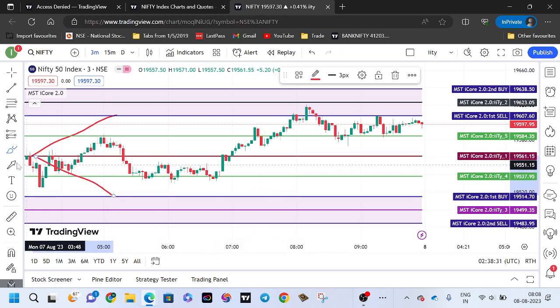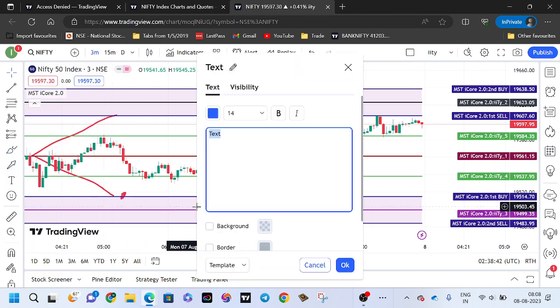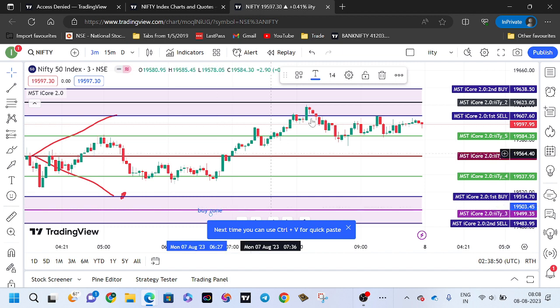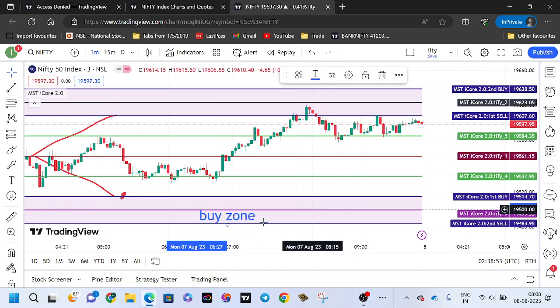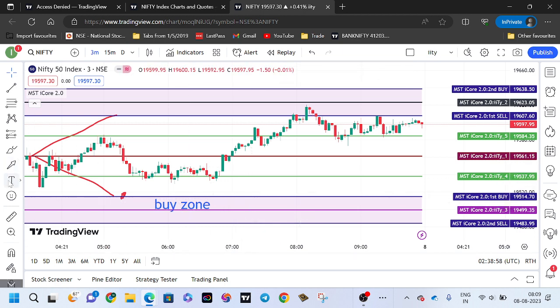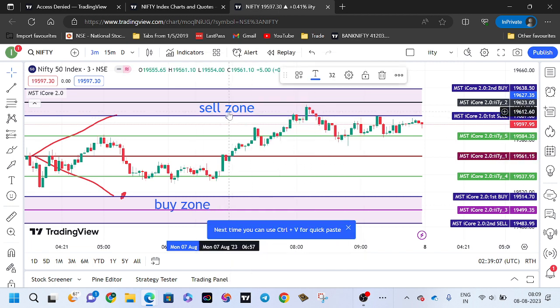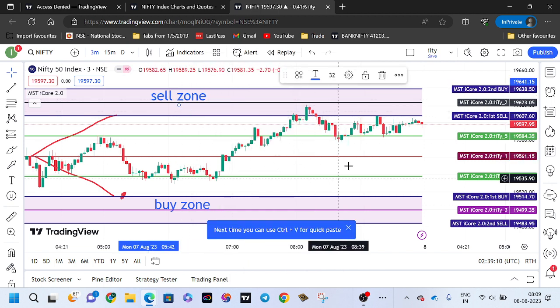Next one, if the market is coming down first to our buy zone, so we call this the buy zone. Where is the buy zone? This is the buy zone. So clearly watch this video. This is going to be a complete training video for you. So people who want to trade based on the zone breakout, that is also possible. This is the sell zone. We can call the sell zone the supply zone or resistance zone, whatever it is.